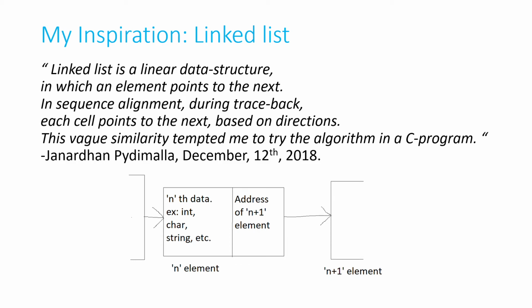So my friends kept asking me from where I got this idea. This is my inspiration. This is from where I got the idea. Linked list. A linked list is a linear data structure in which an element points to the next. In sequence alignment during traceback, each cell points to the next based on directions. This vague similarity tempted me to try the algorithm in a C program.